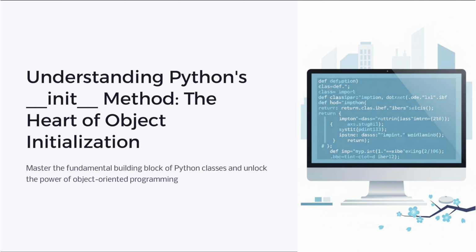The __init__ method in Python is crucial for initializing objects. It sets initial values for object attributes, ensuring each instance starts with a defined state. This method is automatically called when a new object is created, allowing for customized initialization. Understanding __init__ is essential for leveraging the full potential of object-oriented programming in Python.